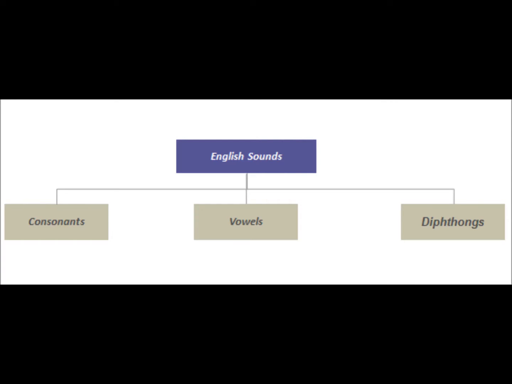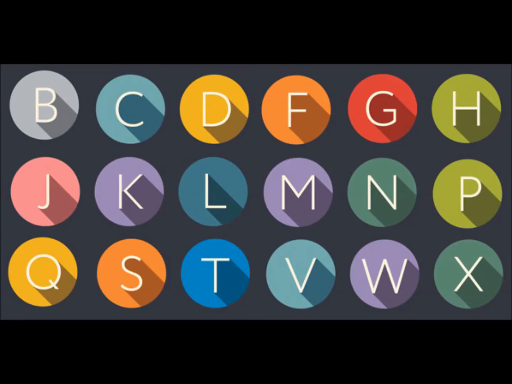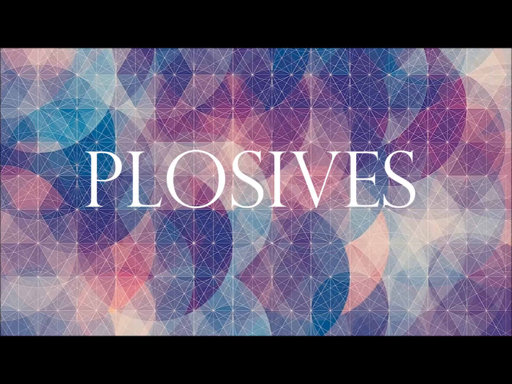Now, the English sounds can be divided into three categories: consonants, vowels, and diphthongs. We'll be starting with the consonant sounds. It's what we call in Arabic al-harf al-sakin. The English consonants are divided into six families, but today we're only discussing the first of which is the plosives.